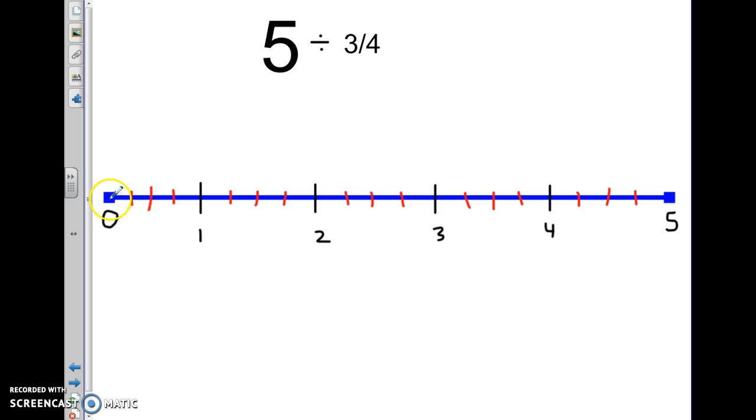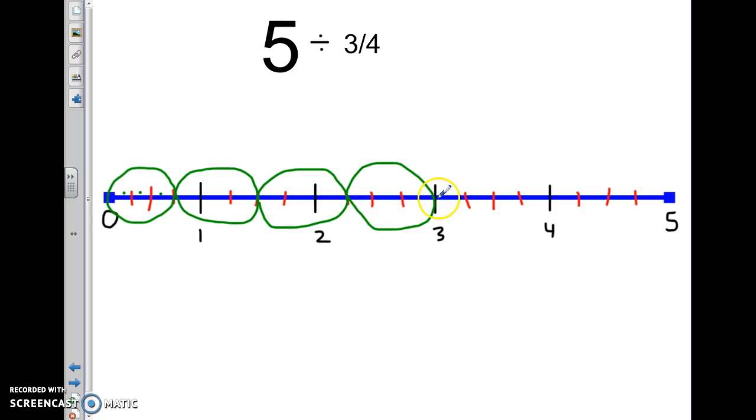Another way that we saw that helps some people with the visual is circling the whole section. So this is one group of 3/4. You can see there's 1, 2, 3 sections. Each of these little sections is 1/4, right? So there's 3/4 in here. 1, 2, 3 in there. 1, 2, 3 in there. I'm going to keep doing that until I have gone to 5 and I have all my groups of 3/4.